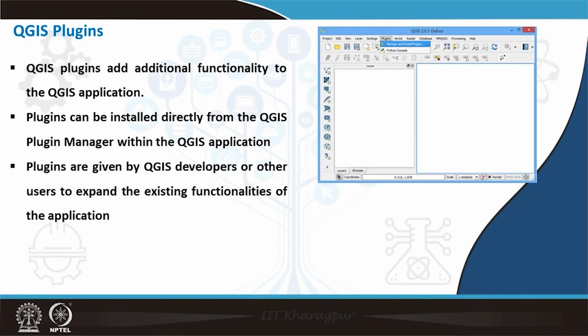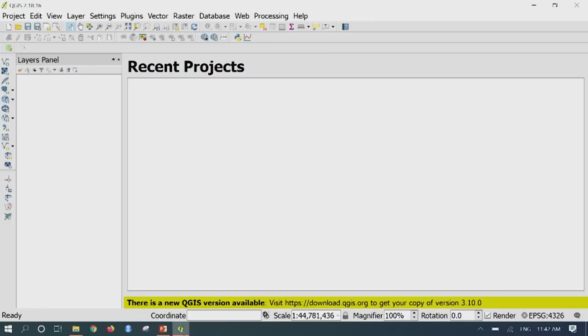And experimental plugins are developed under an experimental stage, and those plugins are marked as experimental plugins in the QGIS plugin manager. These plugins can be used for additional functionalities, but they are not stable plugins. Bugs may exist in the plugin, so they can be reported back to the QGIS developers, so that they can rectify them in the next version and give it back. So right now we will directly jump to the QGIS software.